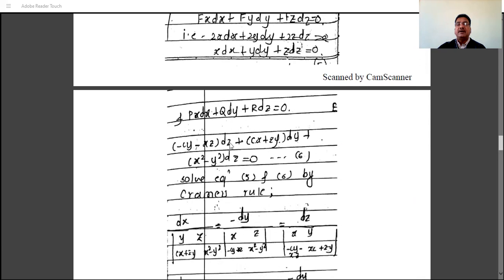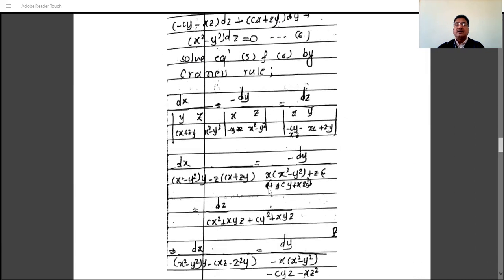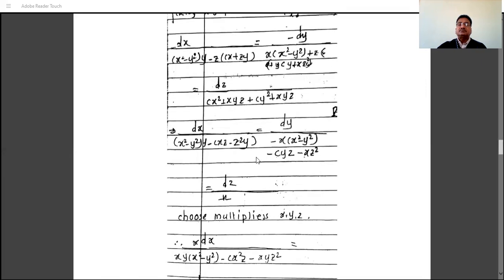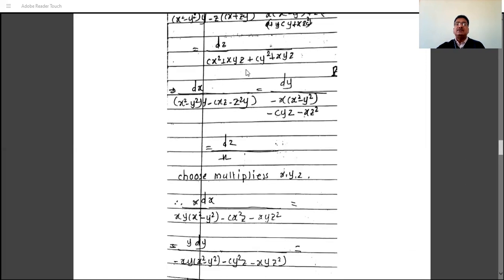Similarly, minus dy divided by xz and minus cy minus hz, x square minus y square, and dz divided by xy and minus cy minus xz and cx plus zy. Then solve these determinants. We have these answers. So we have this equation: dx divided by this, dy divided by this, and dz divided by this. And we have to solve this equation.